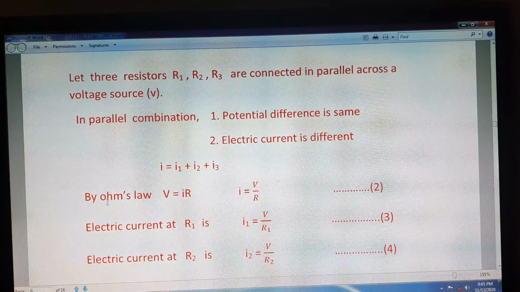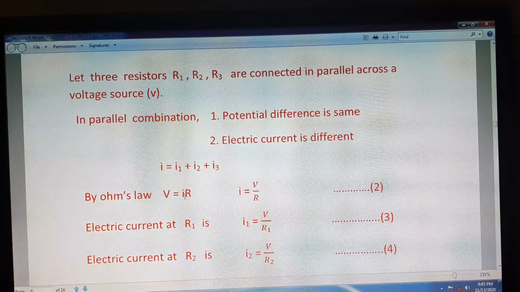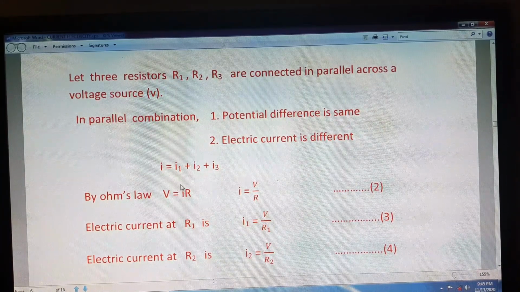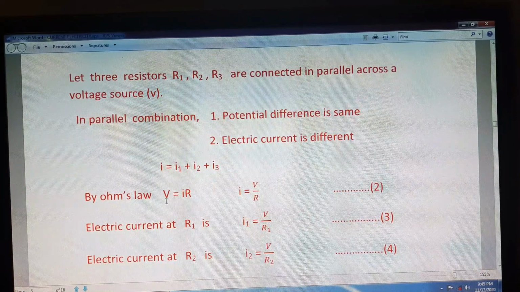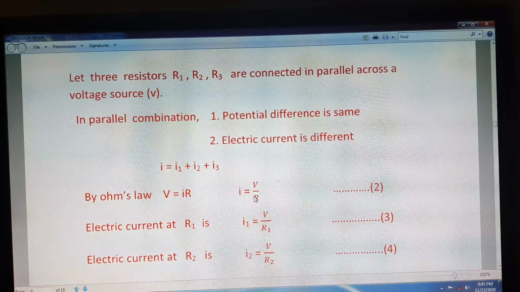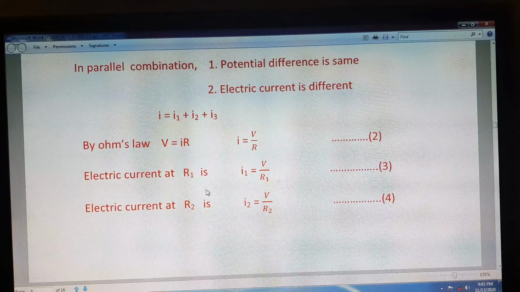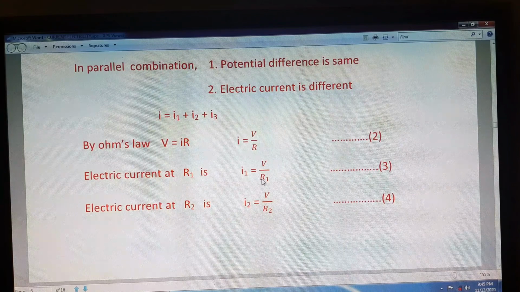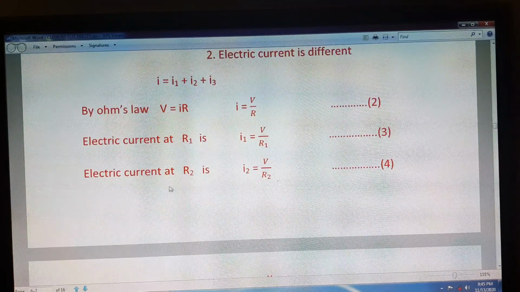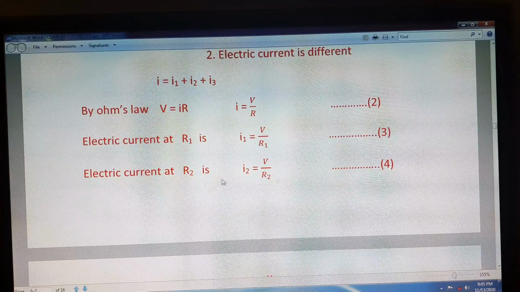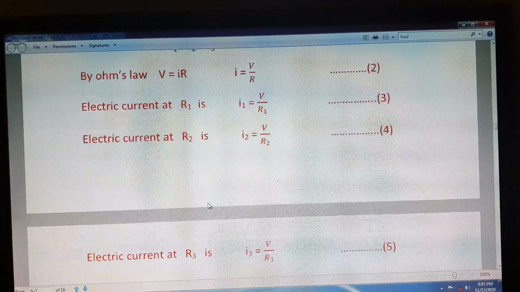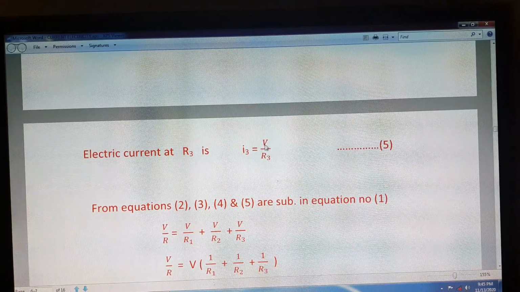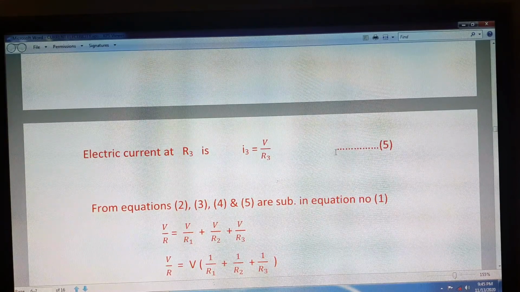Next, by Ohm's law, V is equal to IR. So we can calculate the electric current at R1, R2, R3. By Ohm's law, V is equal to IR, so I is equal to V by R. This is the second equation. And the electric current at R1, I1 is equal to V by R1. This is the third equation. In the same manner, electric current at R2, I2 is equal to V by R2, equation number 4. In the same way, electric current at R3, I3 is equal to V by R3. So equation number 5.